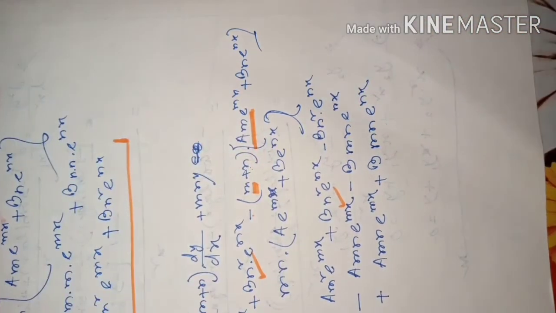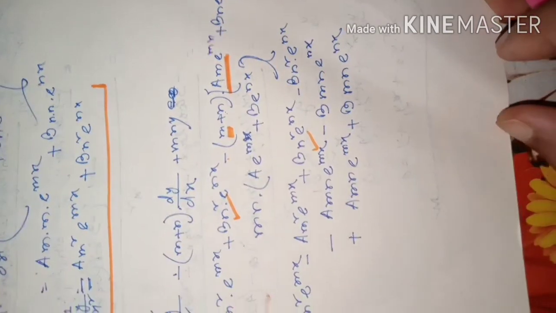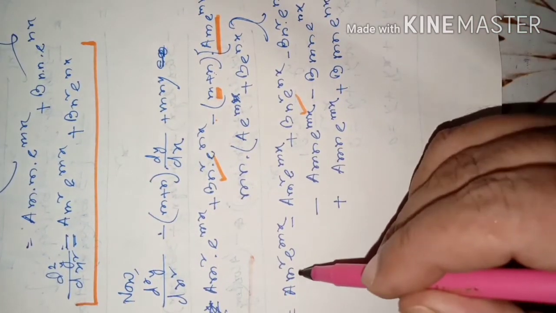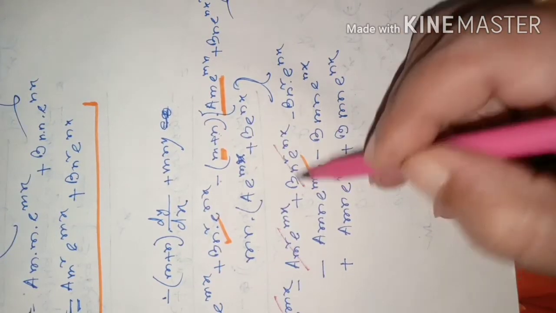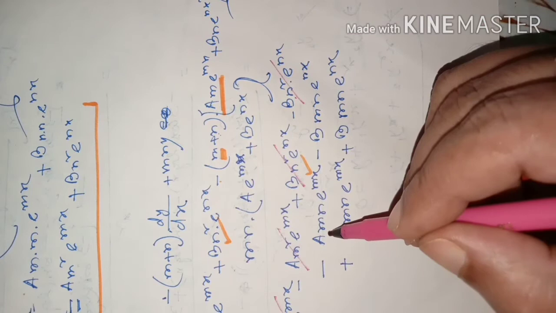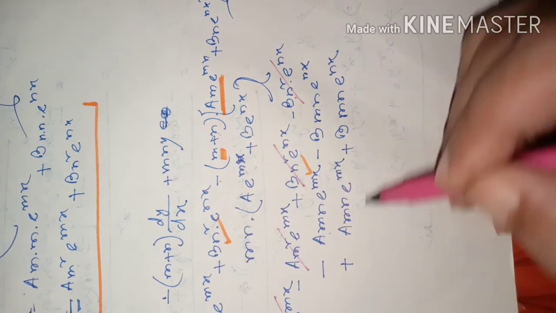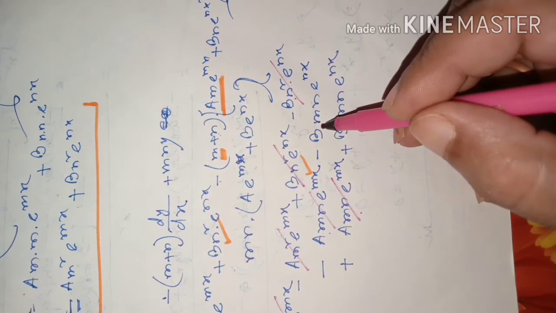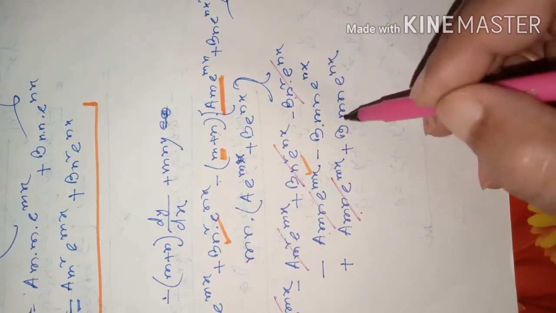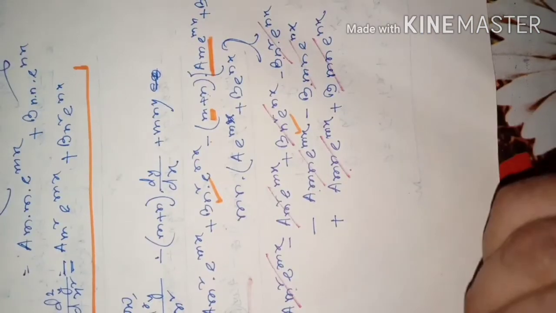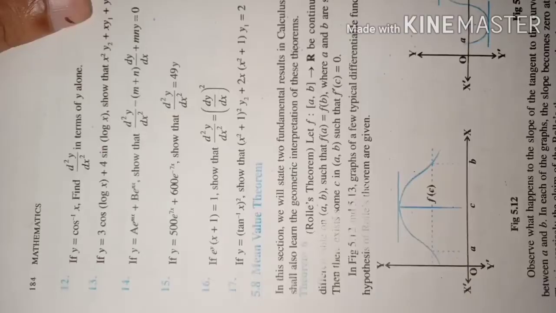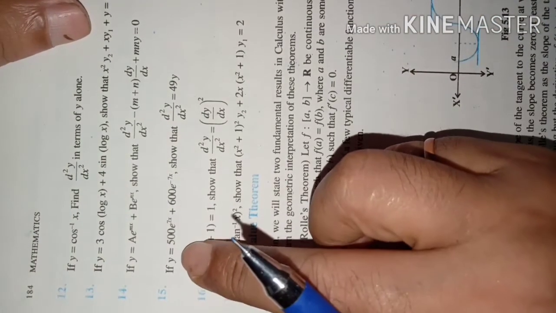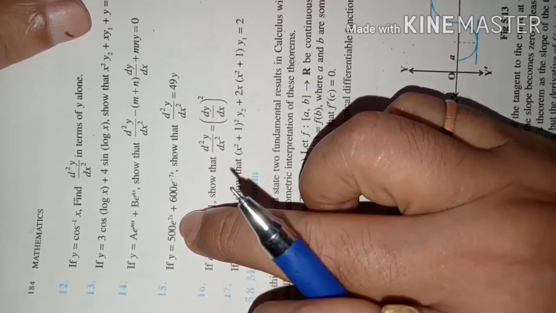So if you see nicely, for each term there is an opposite term. Like a m square e to the power of mx and a m square e to the power of mx, positive and negative, cancelled. b n square e to the power of nx positive and this is negative, cancelled. Negative a m n e to the power of mx and positive, cancelled. Positive b m n e to the power of nx and negative, cancelled. So the final thing is 0, equal to 0. This is our answer.